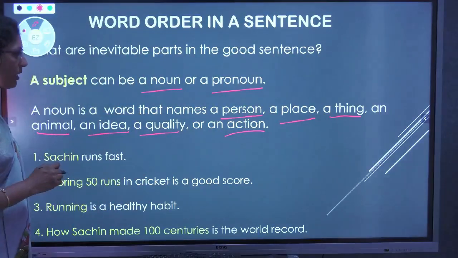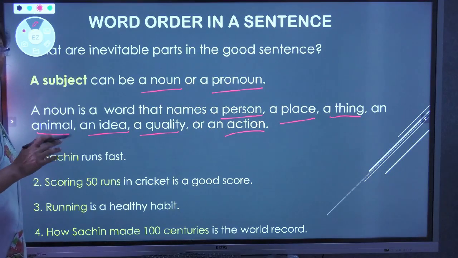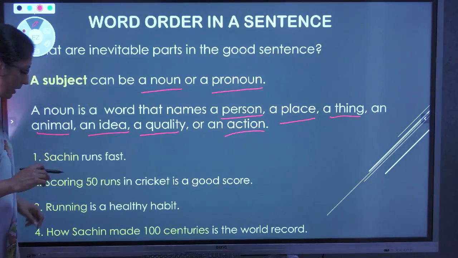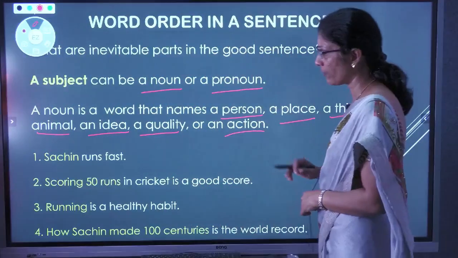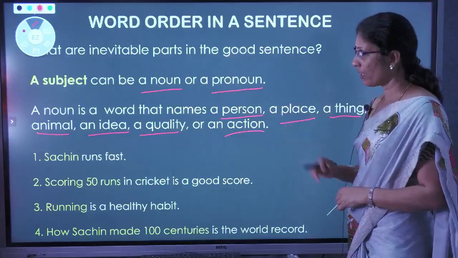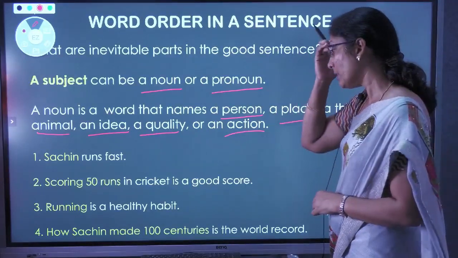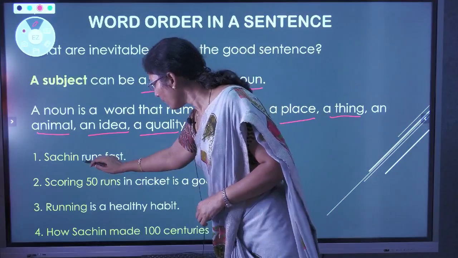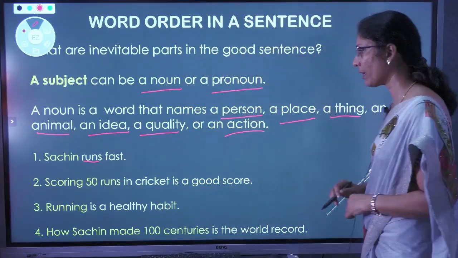So you might have got a doubt. Action means that's a verb. No. Let us see how an action word can also be a noun. Look at these examples. First one is Sachin runs fast. So already the nouns are in yellow color. Sachin runs fast. Sachin is the noun. And look at the verb here. The verb is run.